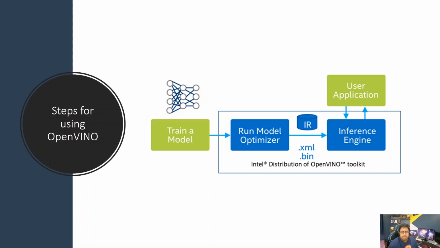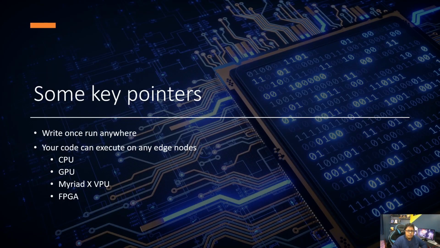OpenVINO consists of a model optimizer, an inference engine, and a list of many tools. The model optimizer optimizes a model such that it can be run in the OpenVINO environment. What the IR does is use that particular trained model, that is the XML and bin file, and does the job for you.